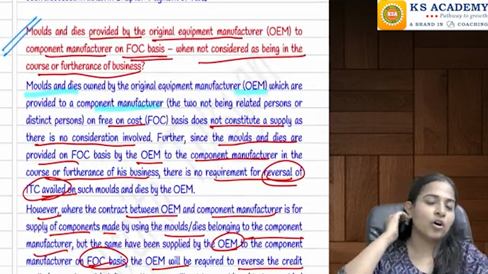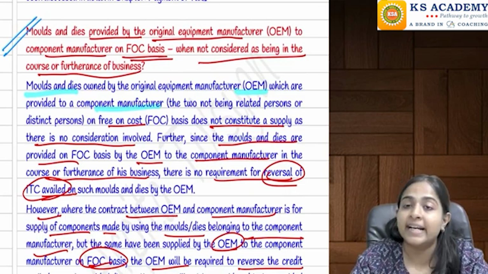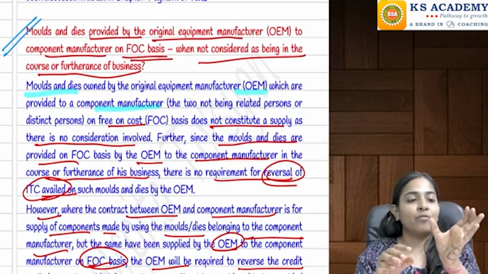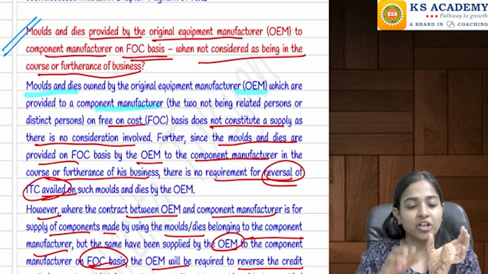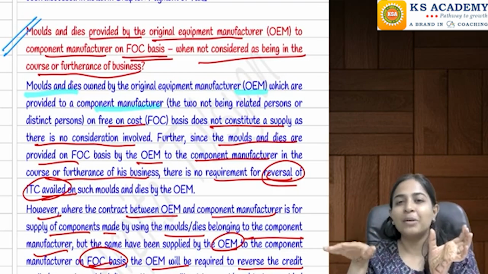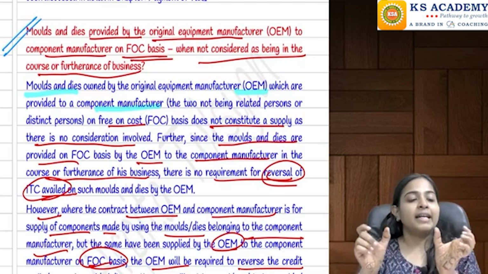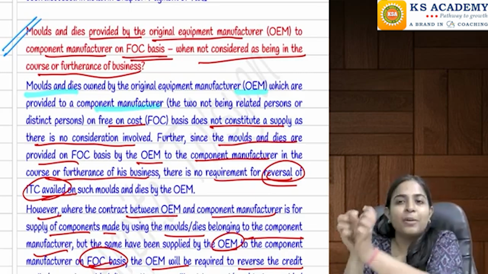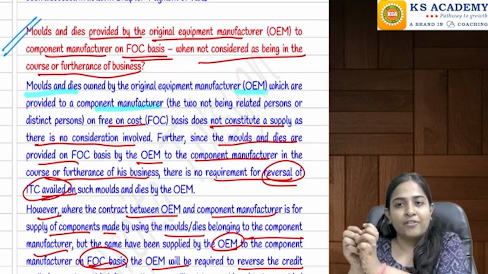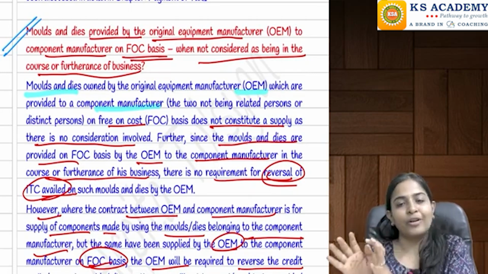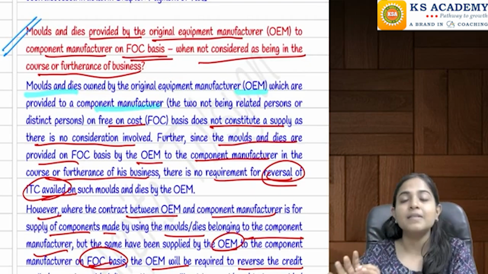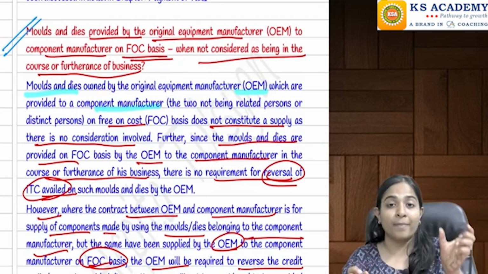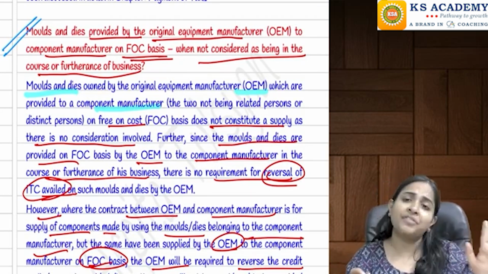Then after that, we saw a circular which was talking about molds and dies, which we have been seeing in so many chapters earlier. There was a person called the original equipment manufacturer. Original equipment manufacturer gave free molds and dies to the component manufacturer. Now, when it was the responsibility of the original equipment manufacturer to give the molds and dies to the component manufacturer, then this is going to be used in the course or furtherance of business. Therefore, ITC of the cost of those molds and dies, which was actually borne by the original equipment manufacturer, will be available to him.